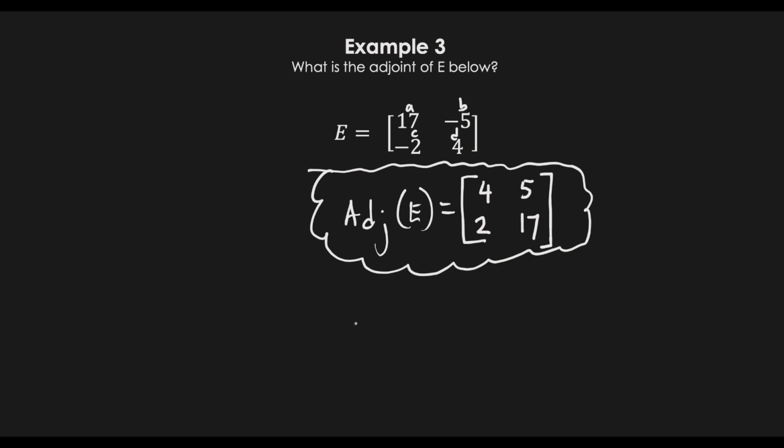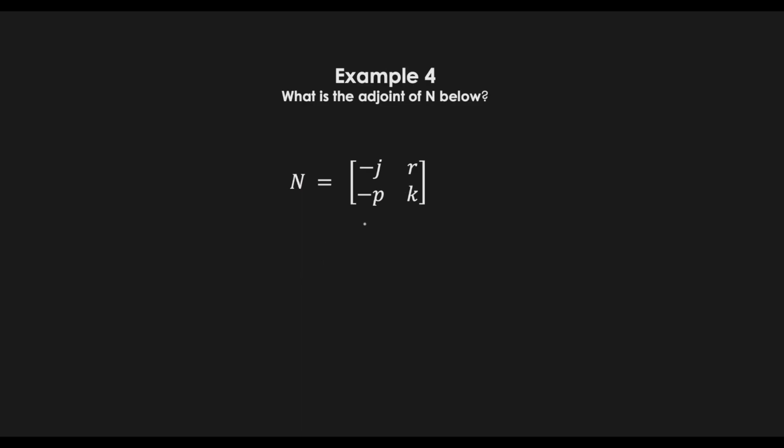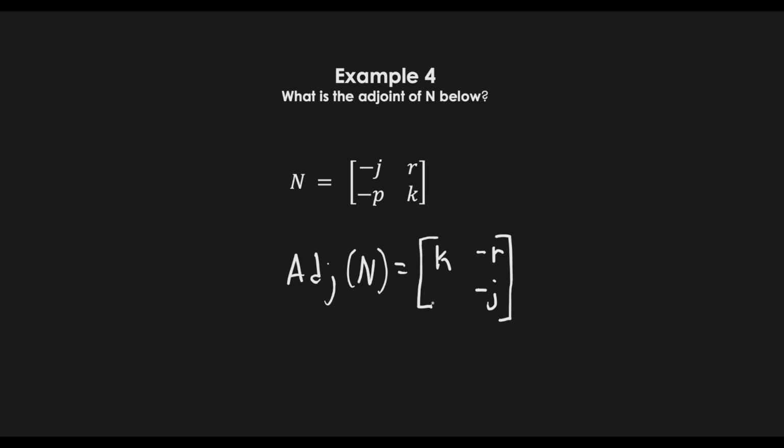Let's look at one more. Let's put an interesting twist on this now. We're going to use letters, but it's going to be the same concept. For the adjoint here of N, what we will end up doing is, remember, we swap the -j and the k, because those represent our a and our d. So then the k would come here and the -j would go here. However, for this part here, all we do is change the sign. So if this is r, it turns to -r, and this -p would turn to p.